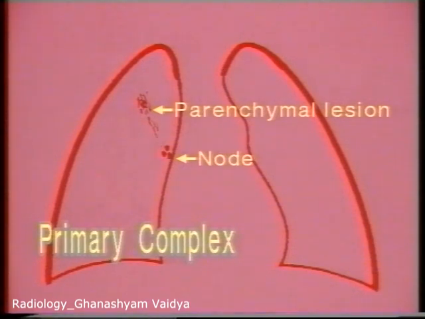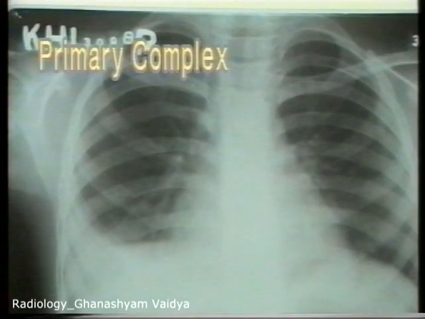The parenchymal lesion may sometimes be very small or resolved, and then enlarged hilar nodes is the only evidence of a primary complex. This X-ray of a child shows a primary complex with a small pleural effusion. Pleural effusion is more common in adult primary tuberculosis than in children.